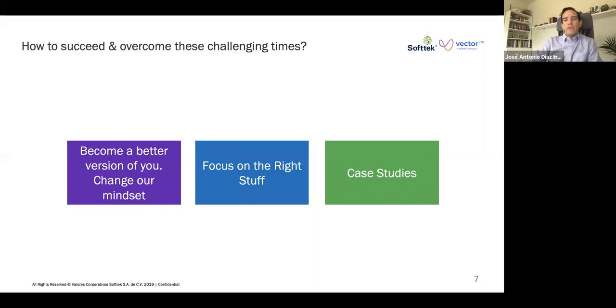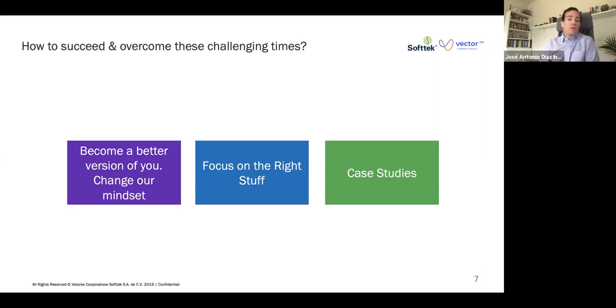The first topic which we're going to talk about is we need to become a better version of ourselves, a better version personally and a better version professionally. We need to evolve the mindset, and we need to think about different things. If we were always thinking like that, we need to evolve and change differently.